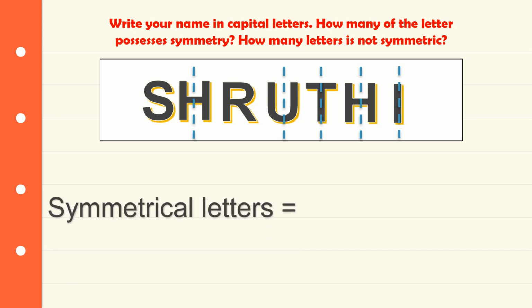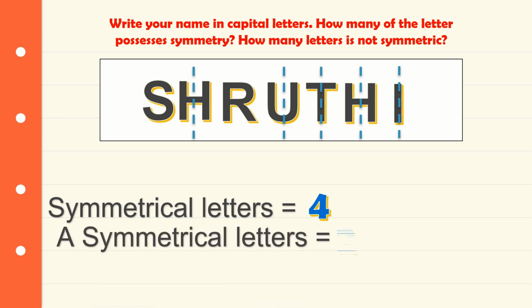Now, I'll write down how many letters are symmetrical letters. So, in my name, I have 4 symmetrical letters and 2 asymmetrical letters. Children, in the same way, find out how many symmetrical and asymmetrical letters there are in your name.